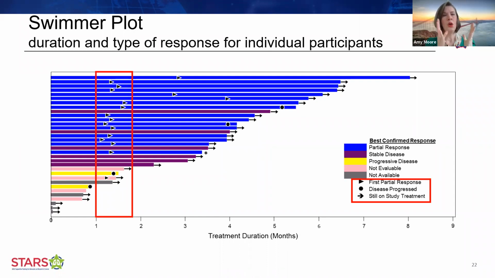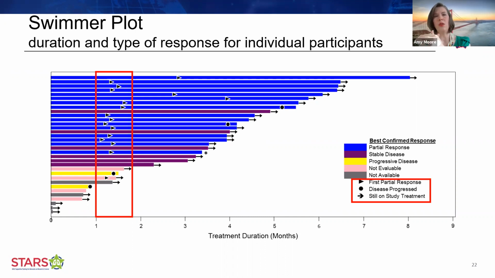Next. We see this nice clustering of arrowheads, which indicates a first partial response, and they're all around the 1.5 month point. And this is, again, back to that previous comment I made about looking for that early data before that 2-month readout. That's where we're trying to make some judgment calls of, is the study worth continuing? So in this case, patients seem to be having some kind of effect all around the same time. Now, I mentioned that for some patients represented by the closed circles, they have progressive disease. They're no longer continuing on this study. And for those with the arrows at the end, they're still on the study.